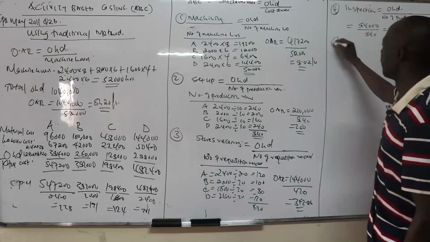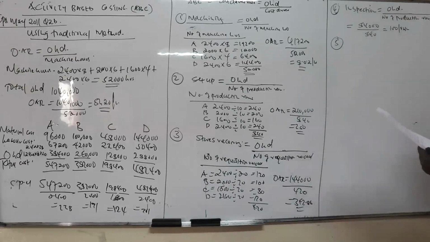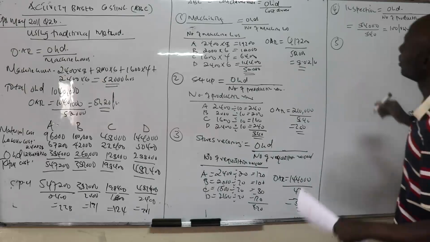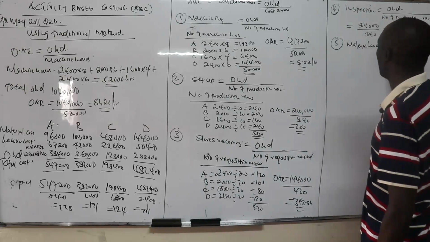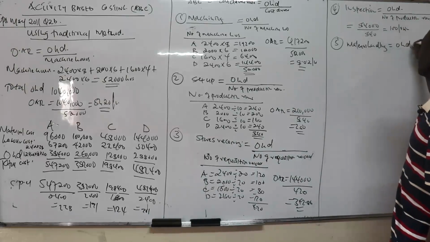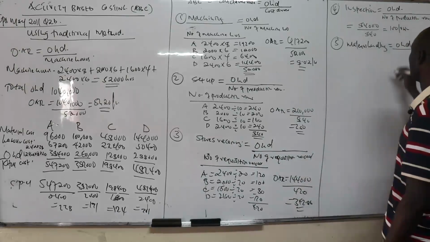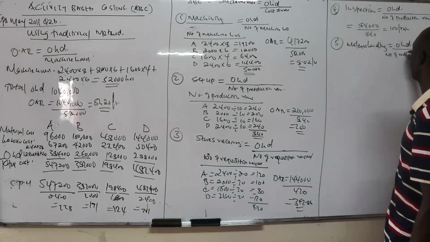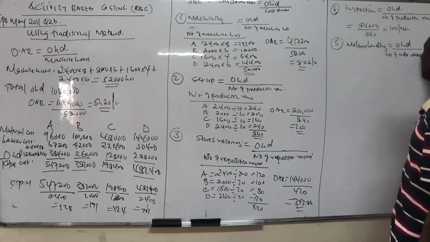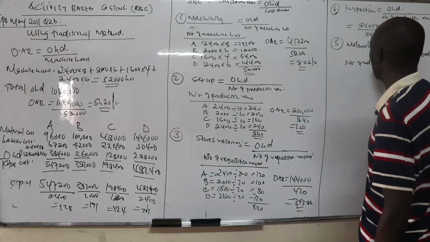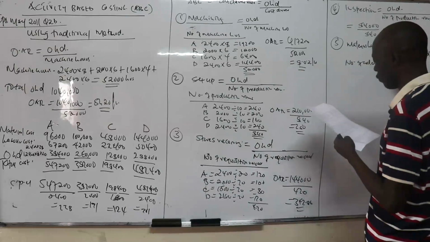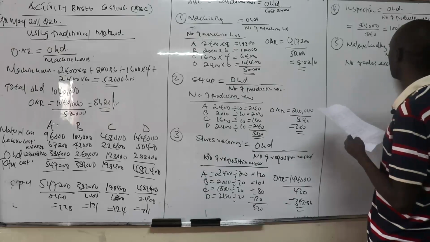And then we go to number 5. The last activity, material handling. So it's going to be overhead over number of orders executed. Here we get the number of orders executed.